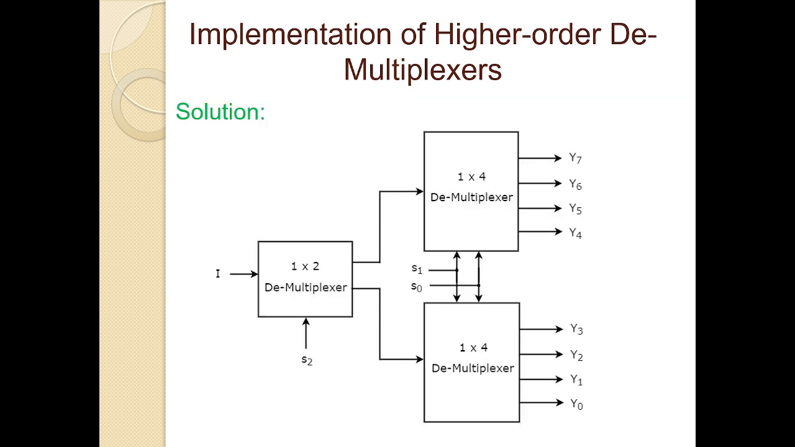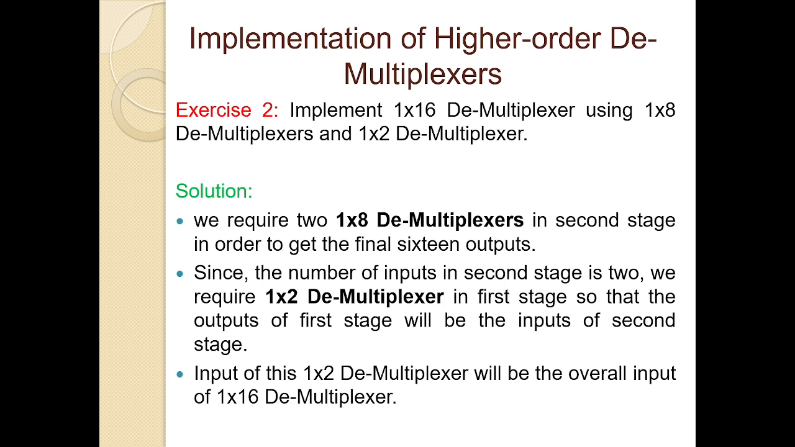So this is the implementation of 1:8 demux using 1:2 and 1:4. The output of the 1:2 is given to the input of the 1:4. Then the final output will be Y0 to Y7. Totally we can consider it as a 1:8 demux, single input and 8 outputs. We have the 3 selection lines. The one selection line is used in 1:2. The other 2 selection lines are used for 1:4.